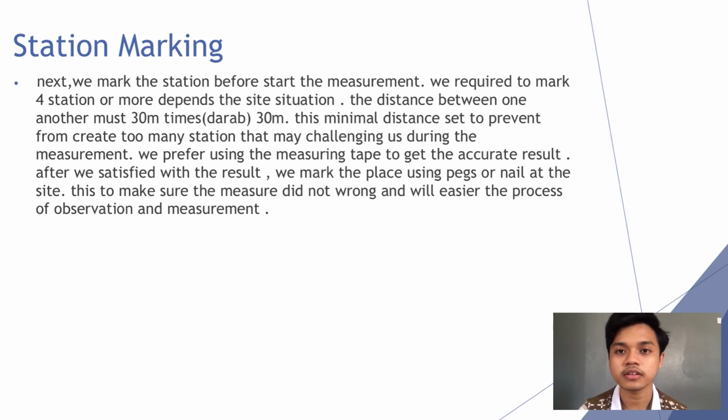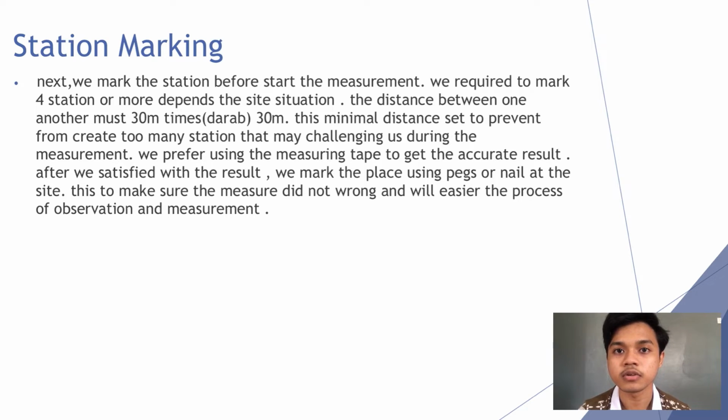Next, station marking. We mark the station before starting the measurement. We are required to mark 4 stations or more, depending on the site situation. The distance between one another must be 30 meters by 30 meters. This minimal distance is set to prevent creating too many stations that may be challenging for us.